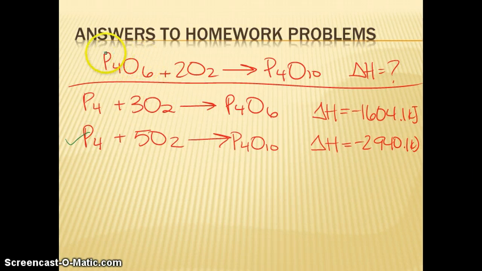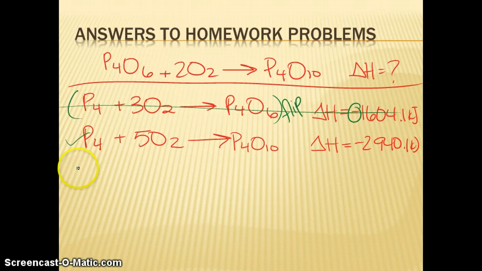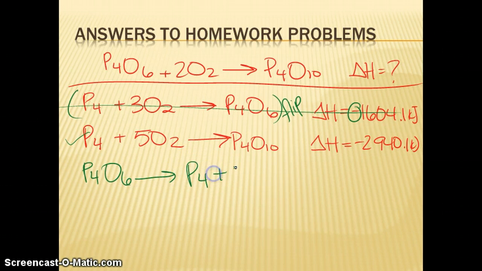Here, however, our desired reaction has P4O6 on the left, whereas here it's on the right, so we're going to need to flip this reaction. Remember that when we flip a reaction, we got to flip that sign, okay? And so we're going to now end up with P4O6 yielding P4 plus 3 oxygens, and now that delta H is going to be positive 1,604.1.